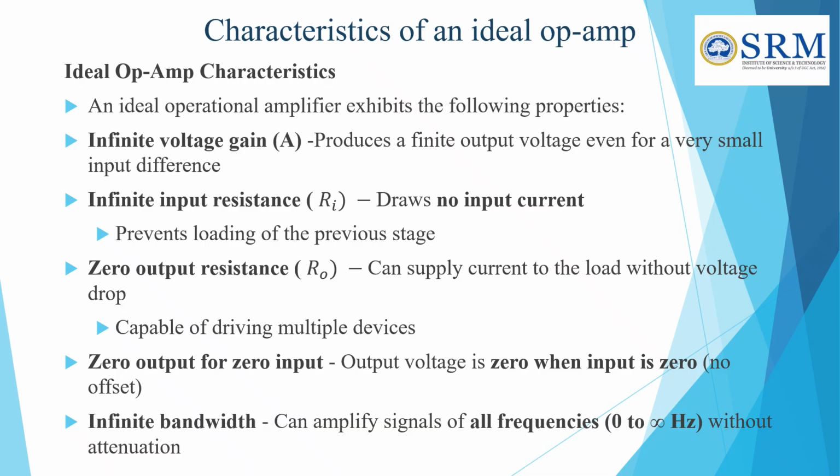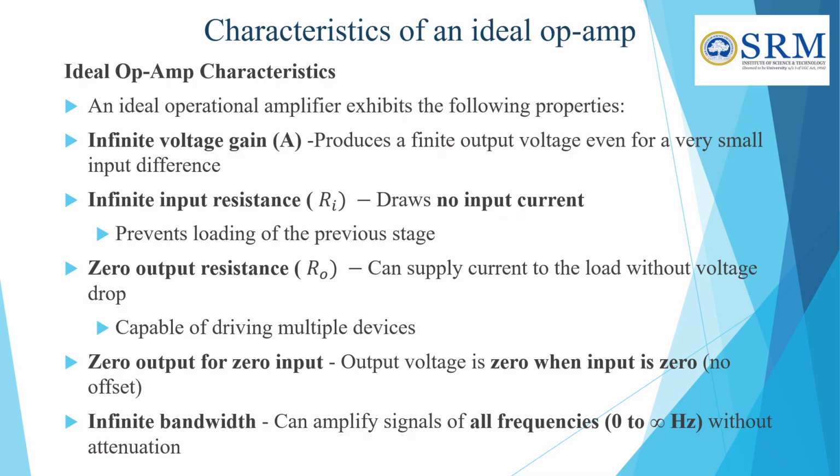Characteristics of an ideal op-amp. To simplify analysis, we often assume an ideal op-amp which has perfect characteristics. The first is infinite gain, meaning even a tiny input difference produces a measurable output. It has infinite input resistance, so it does not draw any current from the source. This means there is no loading effect on the previous stage.